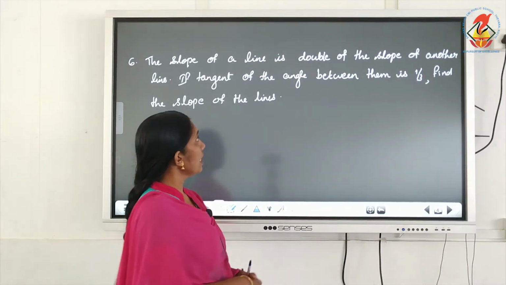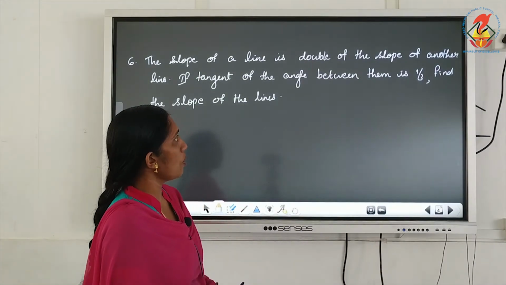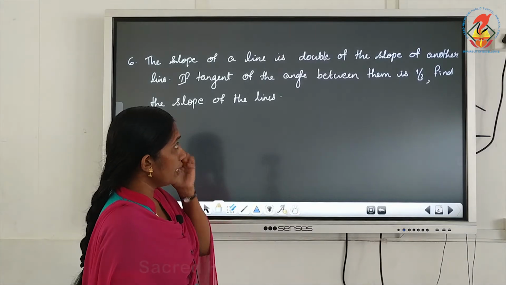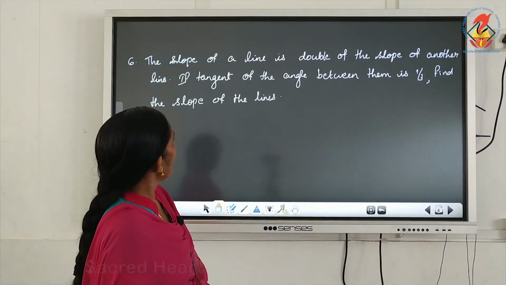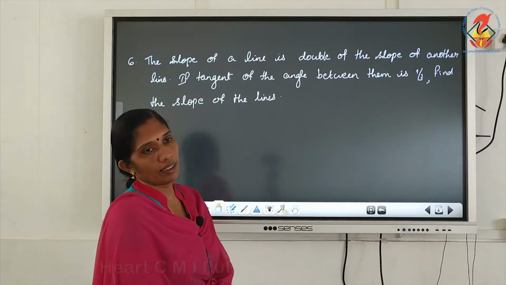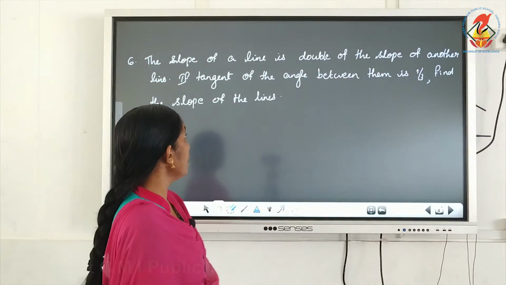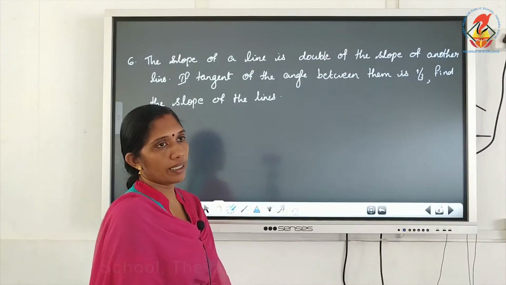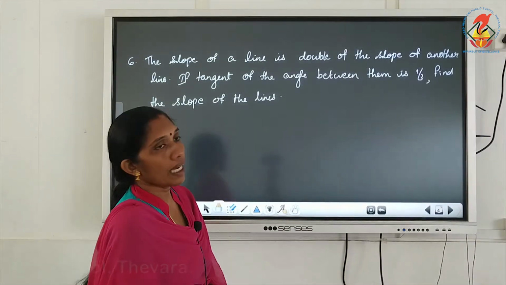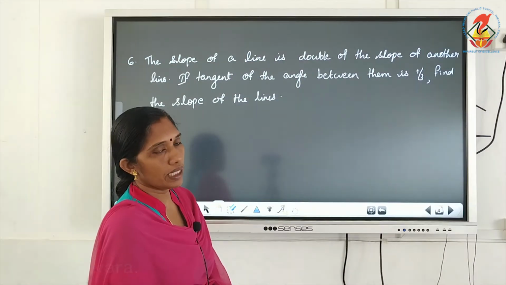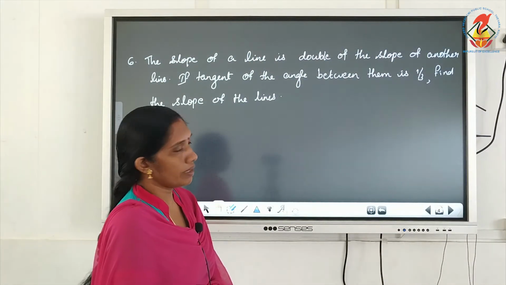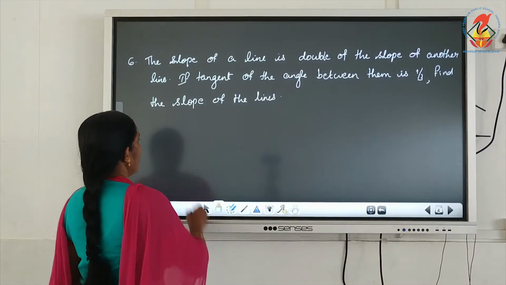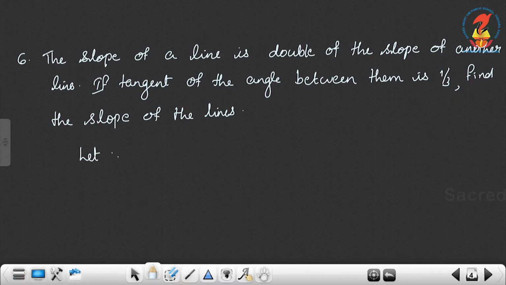The slope of a line is double the slope of another line. If the tangent of the angle between them is 1/3, find the slope of the lines. So, there are two lines. The slope of one line is double the slope of the other line, and tan theta between them is 1/3. We have to find the slope of the lines.